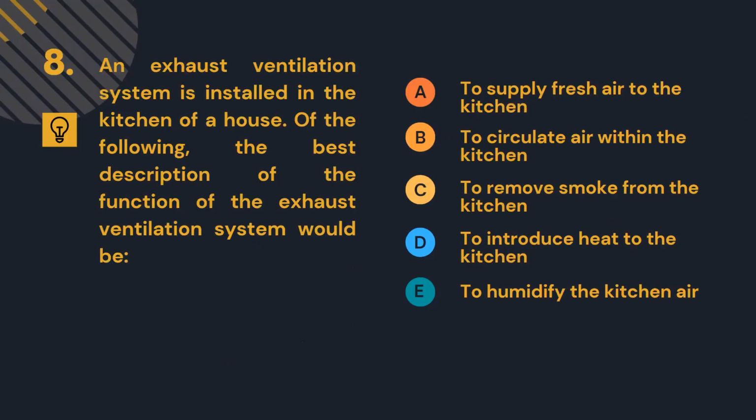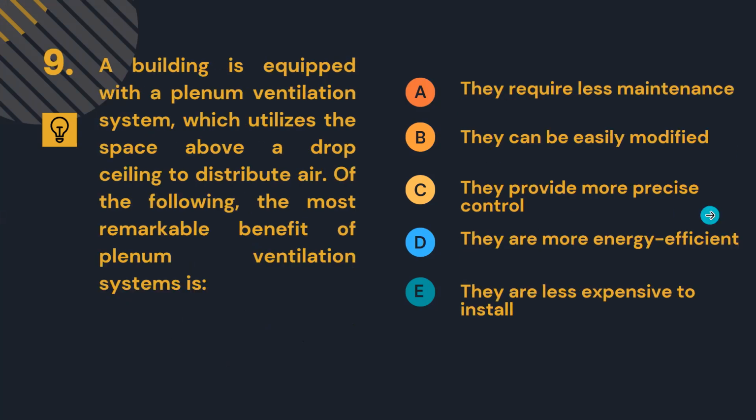An exhaust ventilation system is installed in the kitchen of a house. Of the following, the best description of the function of the exhaust ventilation system would be: A, to supply fresh air to the kitchen; B, to circulate air within the kitchen; C, to remove smoke from the kitchen; D, to introduce heat to the kitchen; and E, to humidify the kitchen air. C. Yes, the answer is C, to remove smoke from the kitchen.